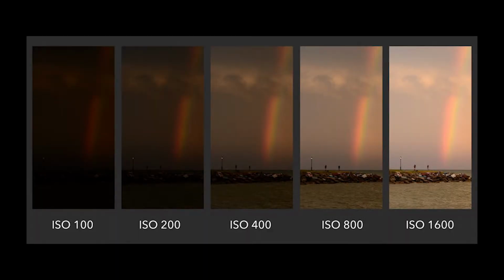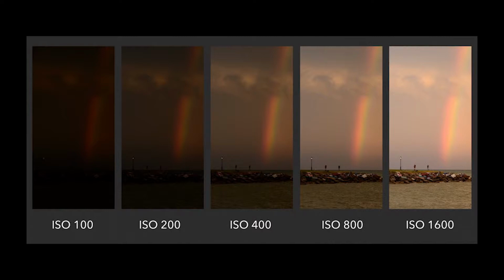ISO is simply a camera setting that will brighten or darken a photo. As you increase your ISO number, your photos will go progressively brighter. For that reason, ISO can help you capture images in darker environments. However, raising your ISO has consequences.